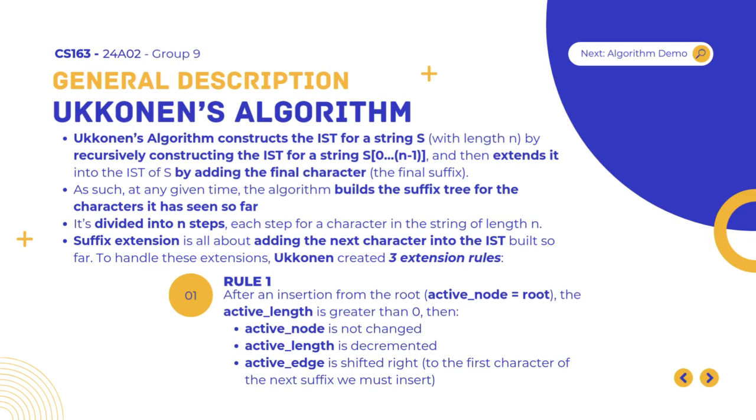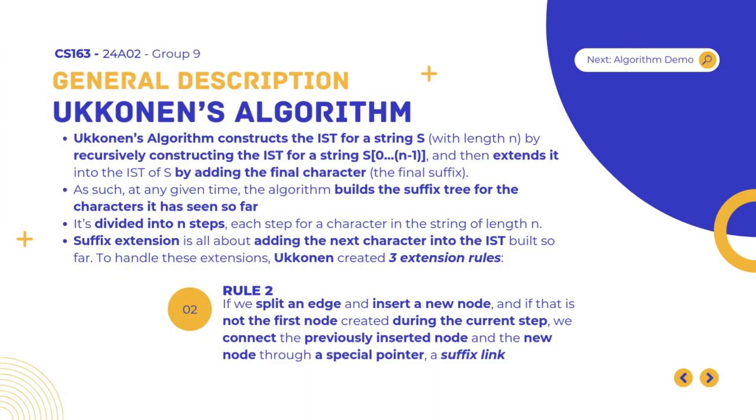The first rule: after we insert from the root, if the active length is greater than 1, then we do not change the active node, we decrement the active length, and the active edge is shifted to the right.